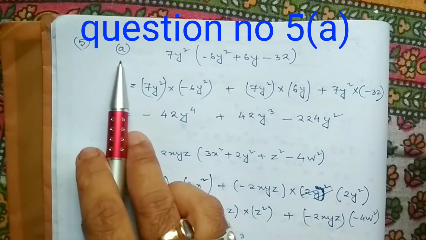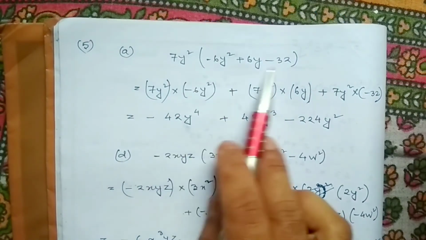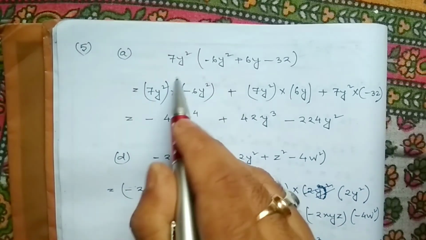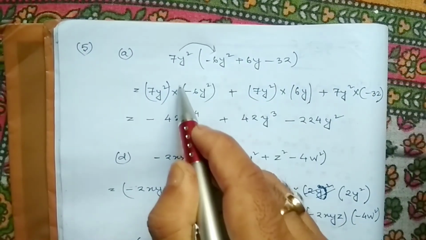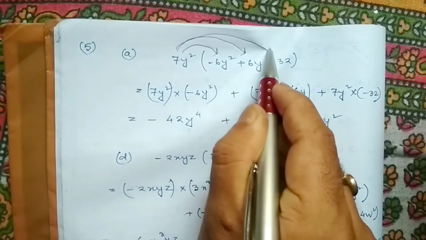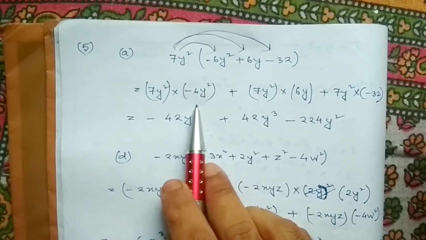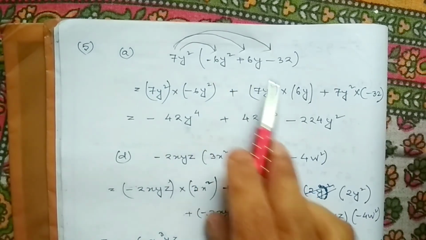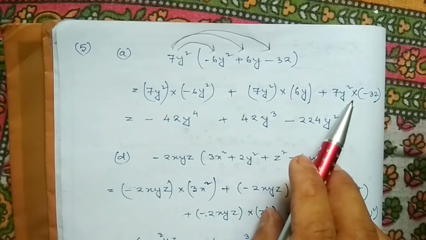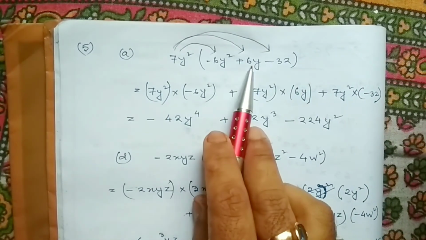Now in question number 5a, it is given you have to multiply 7y square with this. Okay, how to proceed? Already you got the idea. 7y square, you have to first multiply with this. Then in the second part, this. And in the third part, you have to multiply with this. Clear? So 7y square into minus 6y square plus 7y square into 6y plus 7y square into minus 32. So what we have done? 7y square we have multiplied with this, then this, then this.